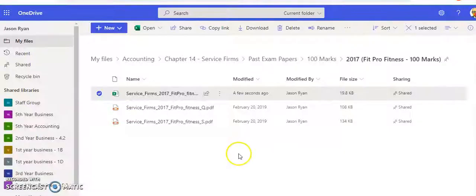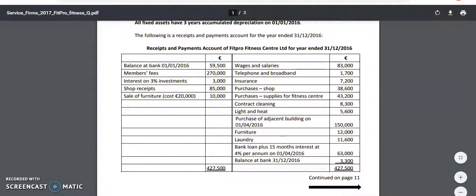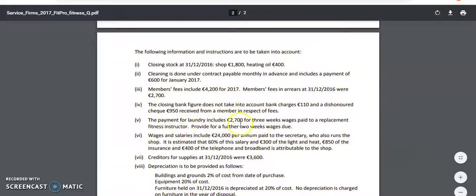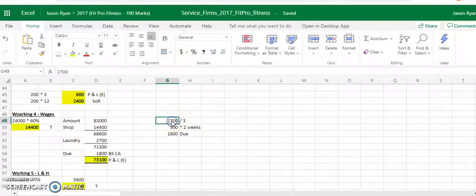And then it also says in this question in relation to wages as well, so provide for a further 2 weeks' wages due. So if we look at it, it's 2,700 divided by 3, so it's 900 per week. They want 2 weeks, so it's going to be 1,800. So we want to include your wages due of 1,800. So your wages figure for your profit and loss is going to be 73,100, and that 1,800 is going to go into your balance sheet as a current asset. So it's kind of a bit of adjustment for this one.